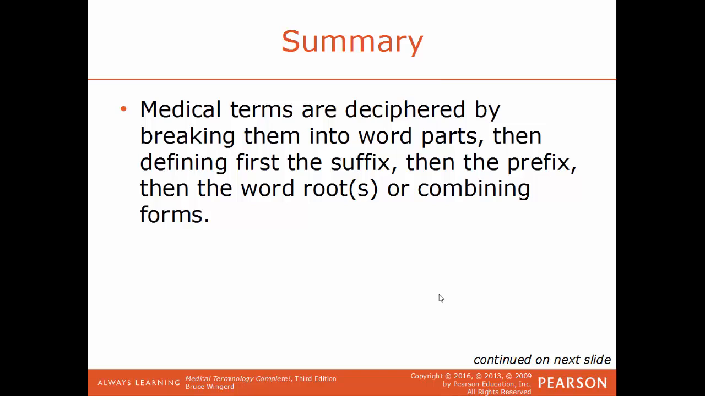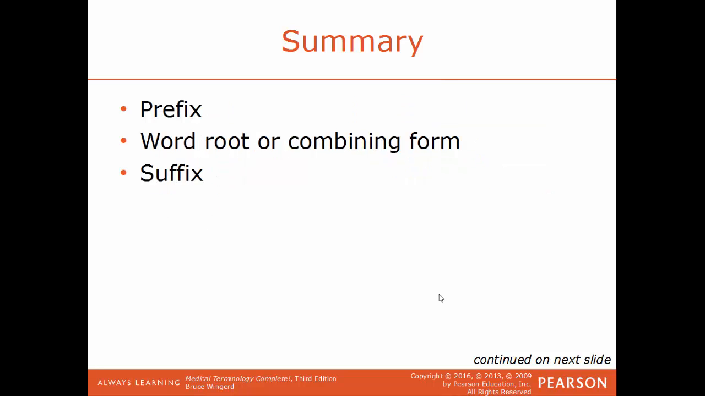Alright, a quick summary of what we talked about in this video. Medical terms are deciphered by breaking them into word parts, and then defining first the suffix, and then the prefix, and then the word root, or the combining forms. There are three main parts to a medical term. The prefix, the part before the word root or its combining form, and then the suffix. And not every medical term will have all three parts.